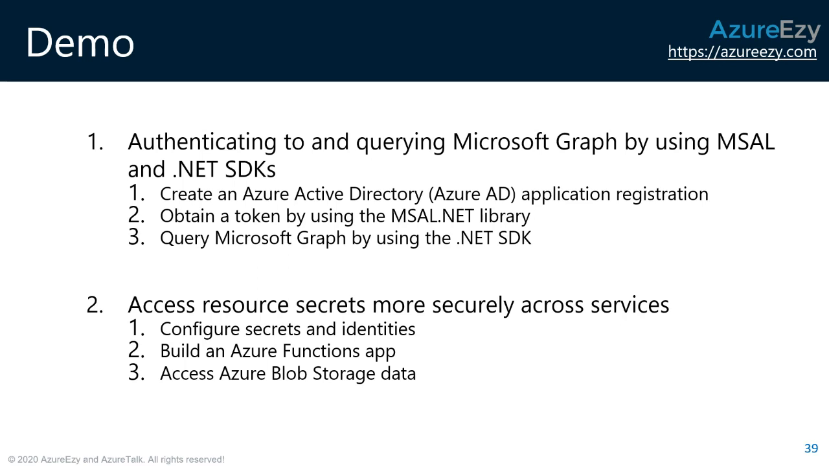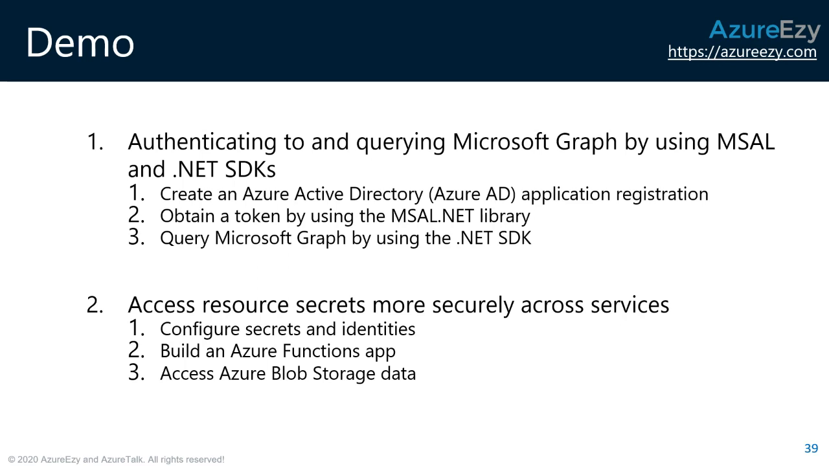For the demo, we are going to see how we authenticate and query using the Microsoft Graph, by using the Microsoft Authentication Library and the .NET SDK. For this we have three different tasks. We'll be creating Azure Active Directory application registrations. You need to register your application first, then you will see how to obtain a token by using the MSAL .NET library. Then we'll use the Microsoft Graph for query using the .NET SDK.